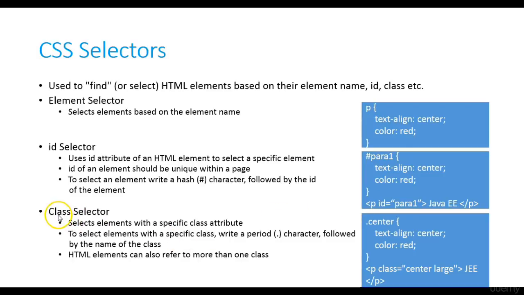The class selector selects elements in the HTML file with a specific class attribute. To select elements with a specific class attribute, we write a period character followed by the name of the class. For example, in the code snippet on the right, the center style rule will be applied to all the HTML elements using this class center. HTML elements can also refer to more than one class. For example, in the example here, the P element will be styled according to class center as well as class large. And finally, the syntax to put comments into your CSS files is exactly the same as your Java comments.